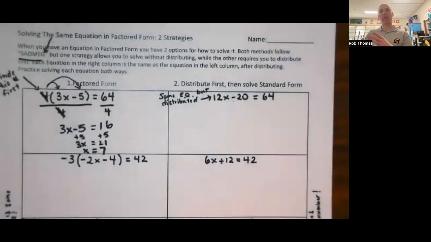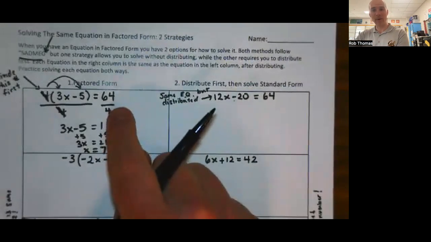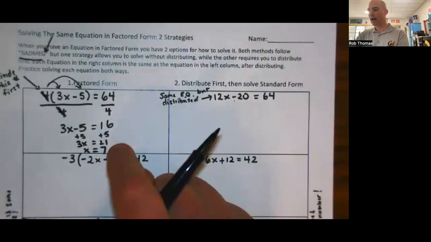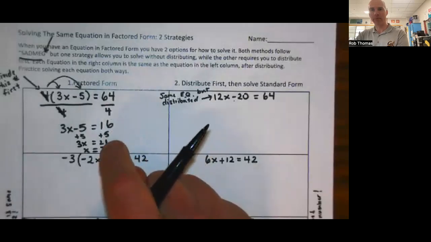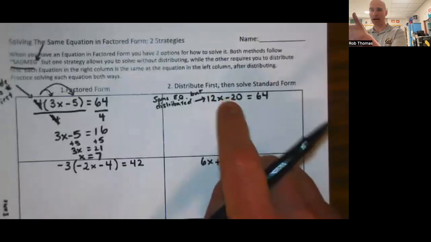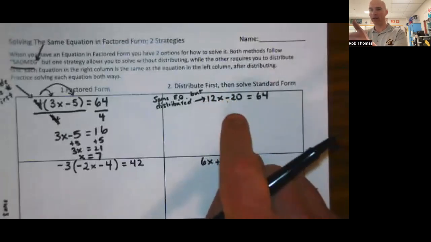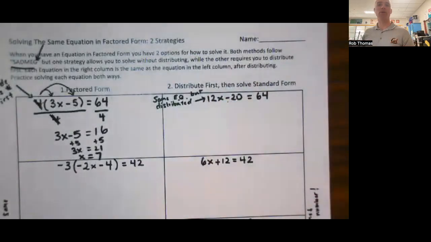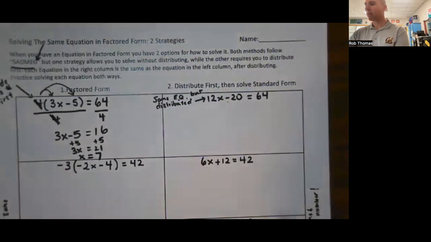Some people would actually really consider these 3-step equations, right? Because I had to divide by 4 on both sides here, then I had to add 5 to both sides, and then I had to divide by 3 here. On this one, I got to distribute. That's a step, kind of, right? And then it looks like I'm going to add 20 to both sides, and I'm going to divide both sides by 12. So I would argue you could call these 3-step equations.